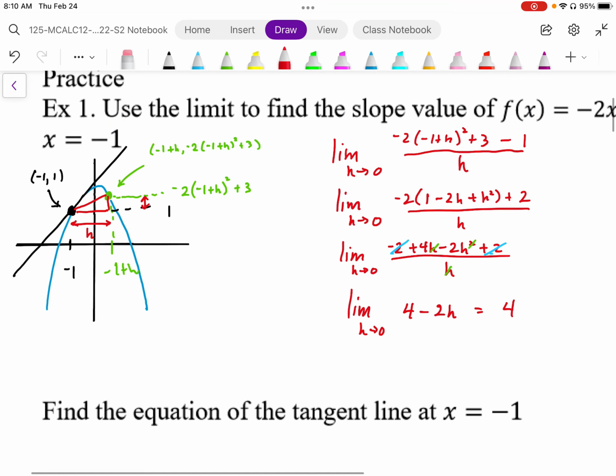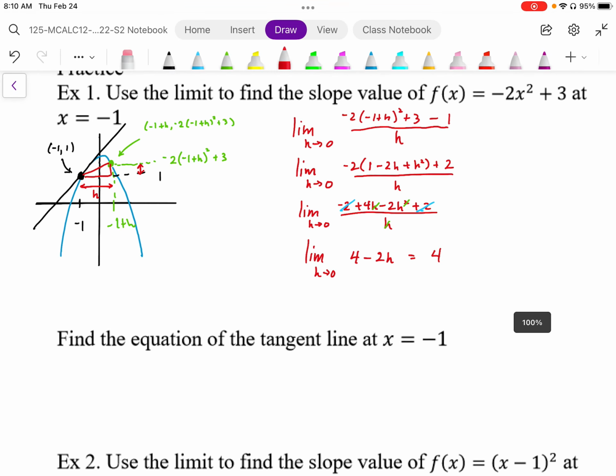What that means is, as h gets smaller, as the green dot gets closer to the black dot, the red triangle slope is going to get closer and closer to 4. And so the limit is 4, so we can say that the instantaneous slope at x equals negative 1 equals 4.